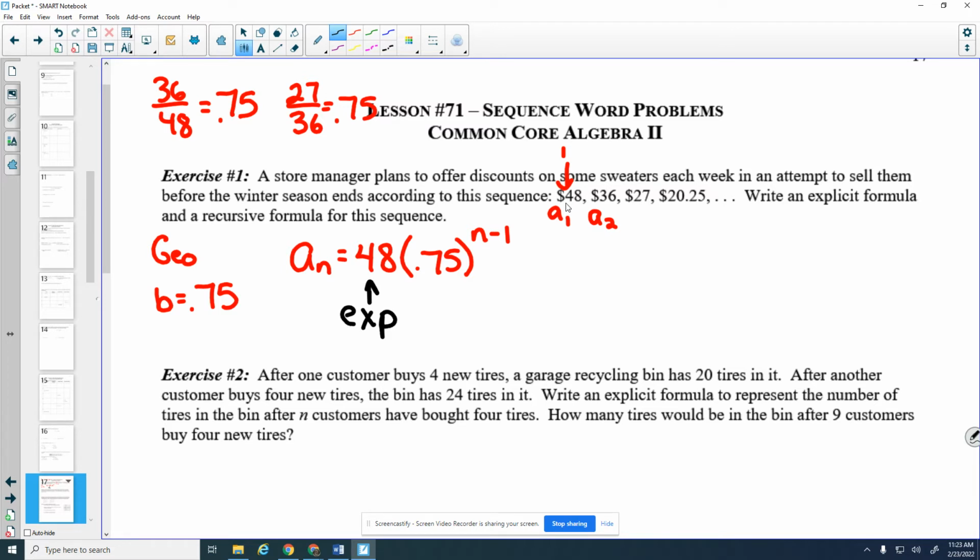The second one, recursion, we want to say what we start with first, always. So we're starting with 48. To get to the next number, I take the last number in the sequence, and I multiply by 0.75. So this is our recursive definition. And that just basically says where we start and how we get from term to term. Let's look at the next one.